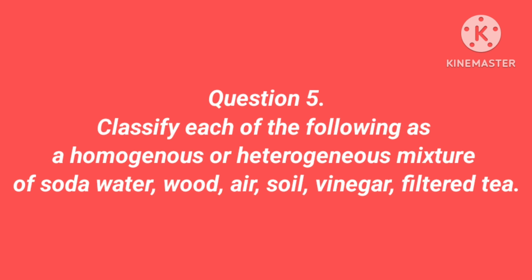Question number 5. Classify each of the following as a homogeneous or heterogeneous mixture. Soda water, wood, air, soil, vinegar, filtered tea. First you should know what you mean by homogeneous. Homo means single or one-layered mixture. Heterogeneous means other or different types of mixture. What could be the answer? Let me go.